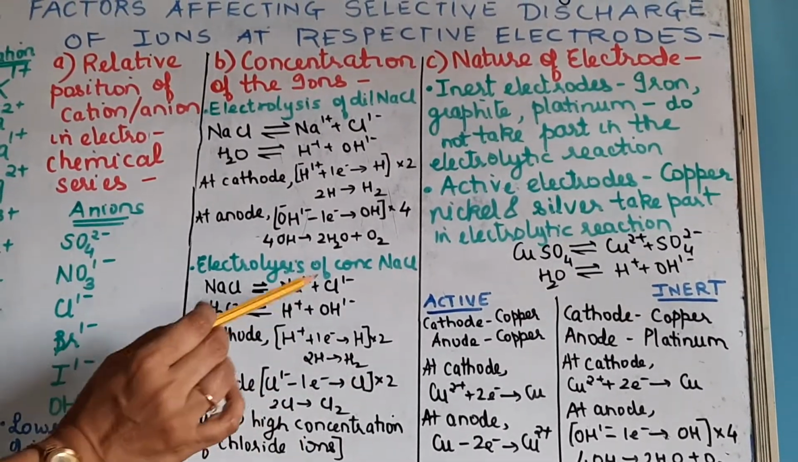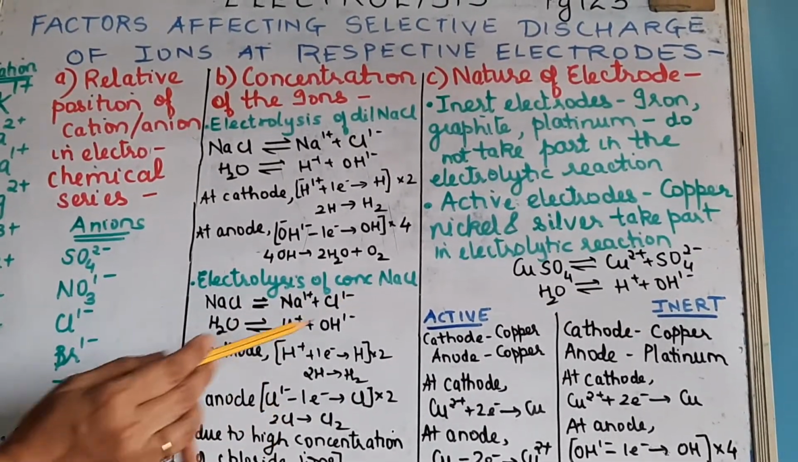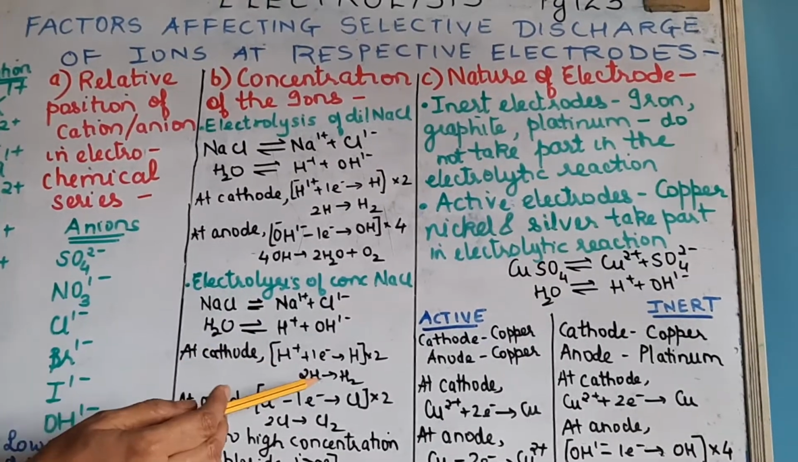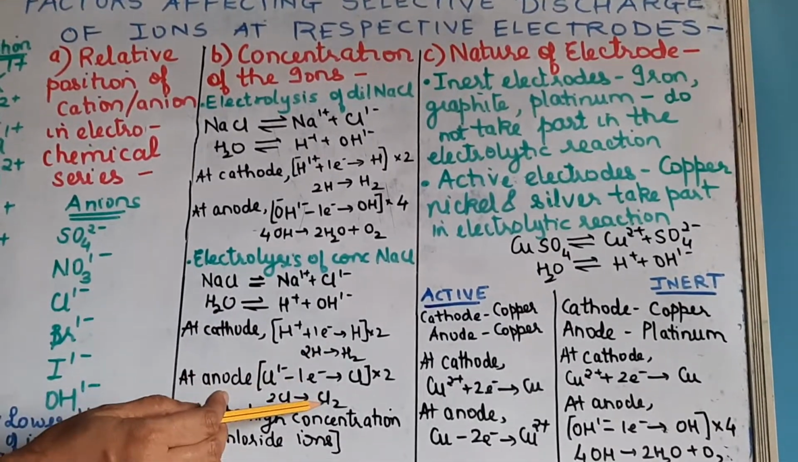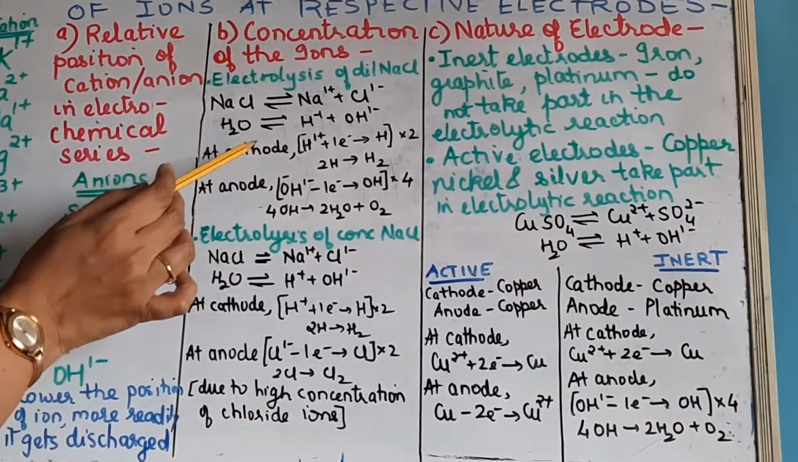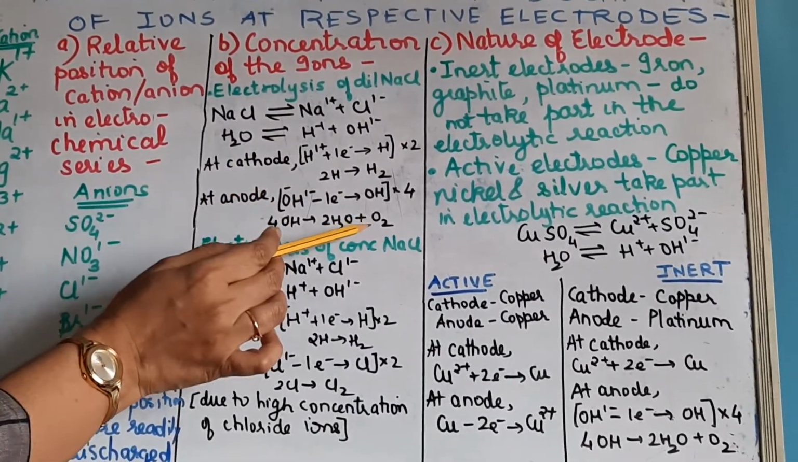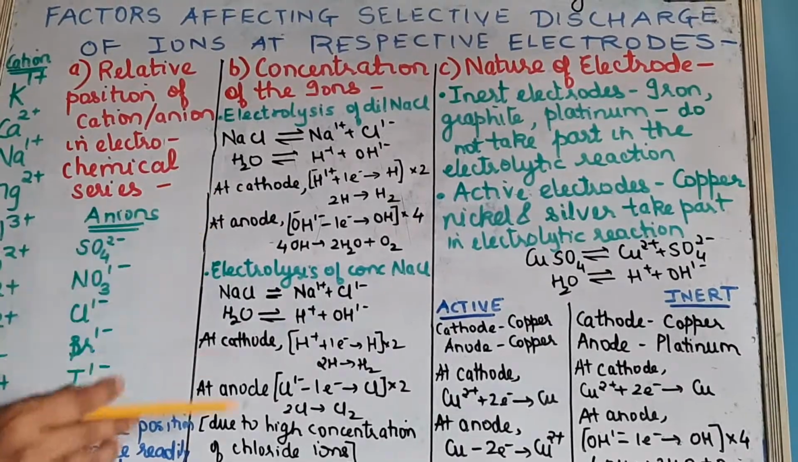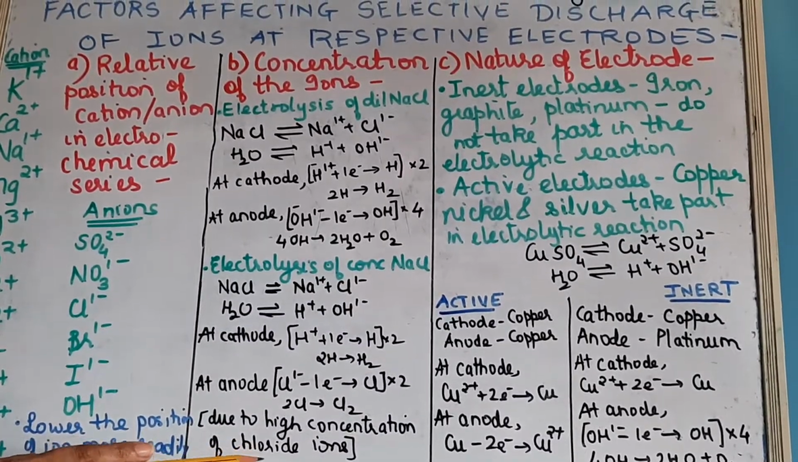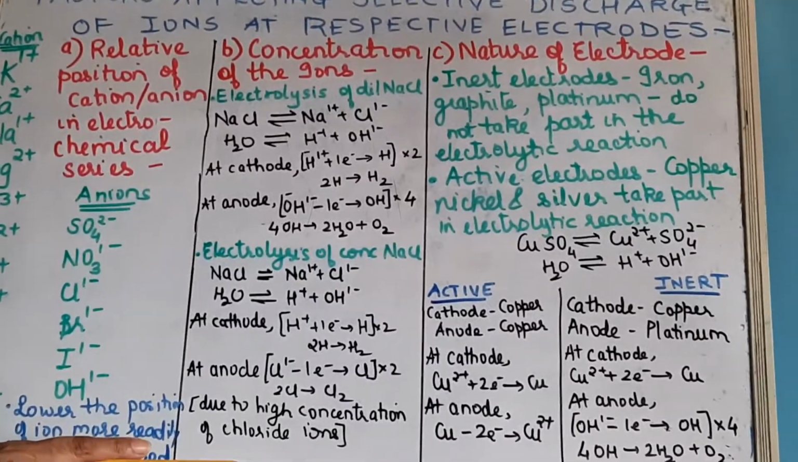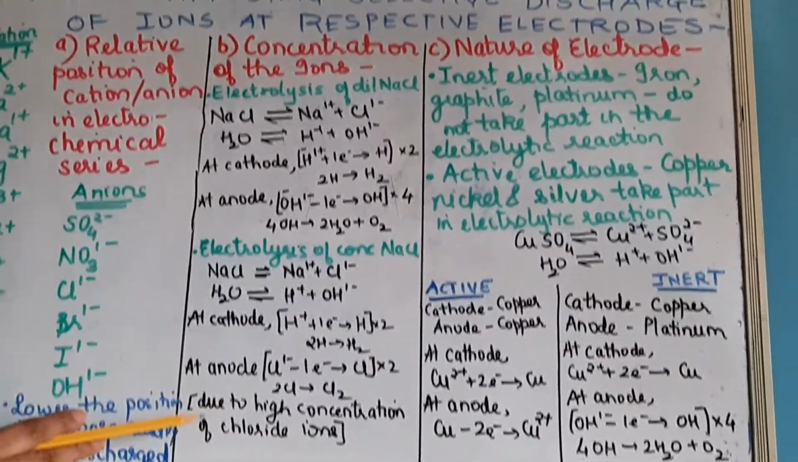Okay, so remember, when it is concentrated NaCl, cathode product is hydrogen, anode product is chlorine, and when it is dilute NaCl, cathode product is hydrogen and anode product is oxygen. Okay, so these products are important. Clear? So this is our second factor which determines the selective discharge of ions.